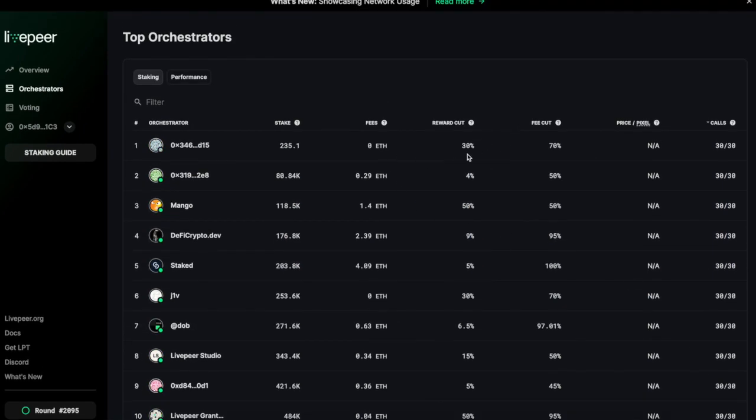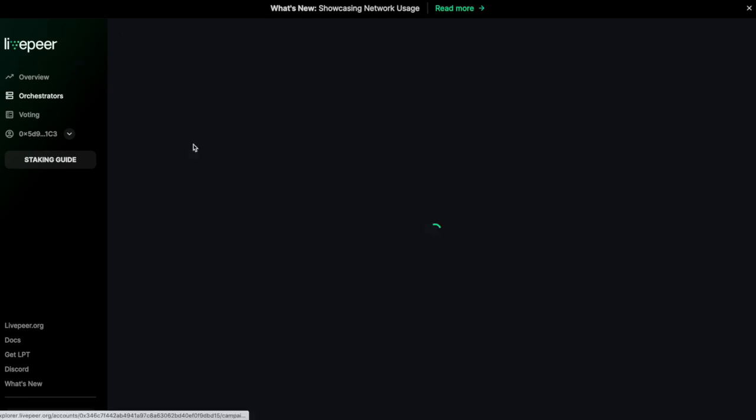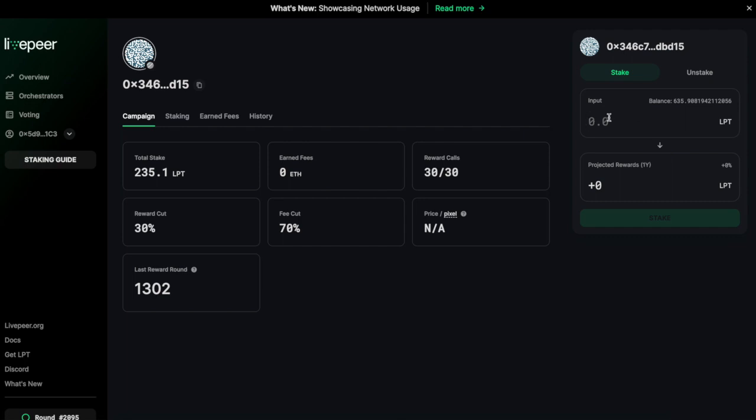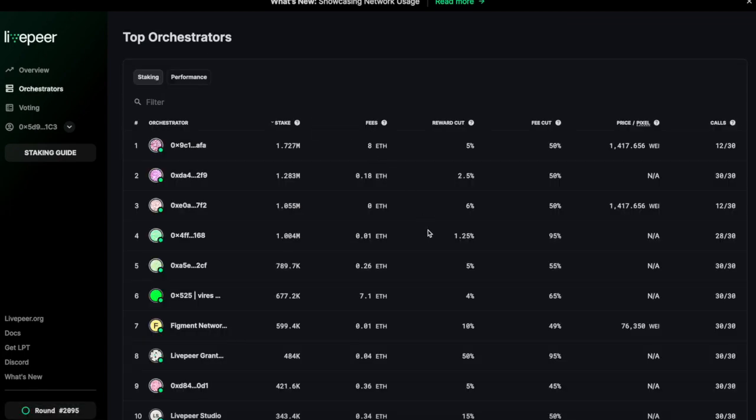Now you can factor in, okay, this guy's going to get a 30% reward cut, so I'm really only going to get 70% of the tokens. And you can verify this too. When you go onto the network, you can say how many tokens you want to stake. So say I want to do 100, it'll say my yearly reward is going to be 7.2 tokens. So you can keep that in mind.